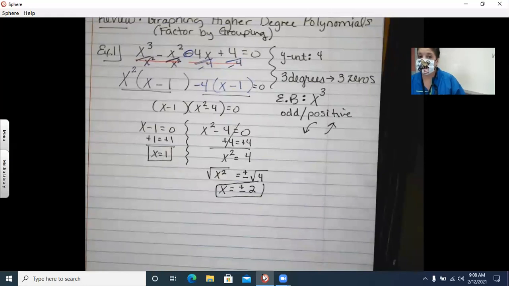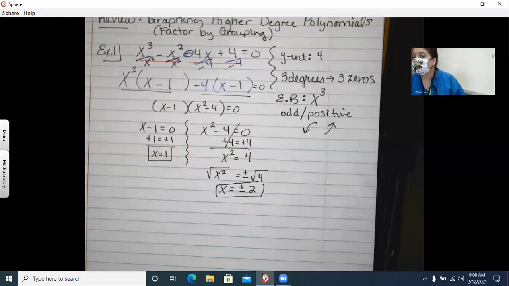So how many times is my graph going to cross the x-axis? 3, because none of them repeat, right? So is my graph going to bounce at any of these zeros? No. How do you know, Alexia?